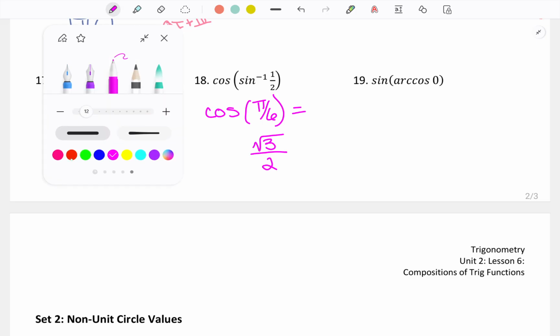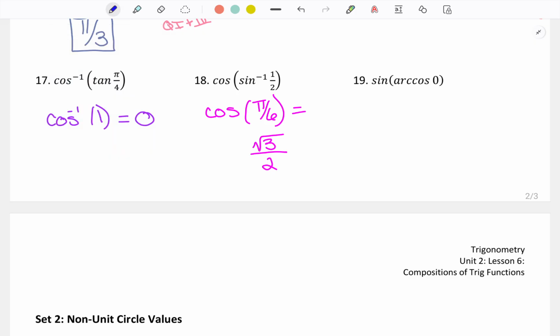Then for 19, I need the arc cosine of 0 first. And that is at pi over 2, because I can only look in quadrants 1 and 2. So the sine of pi over 2 is 1.